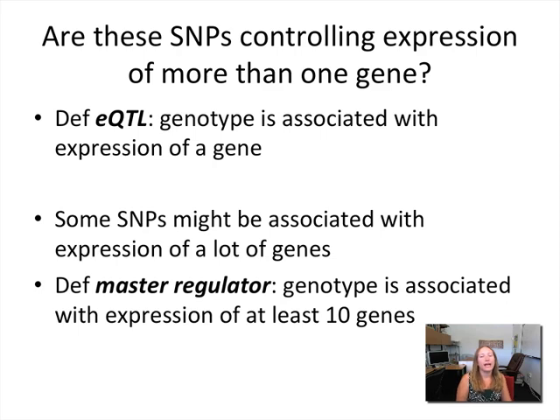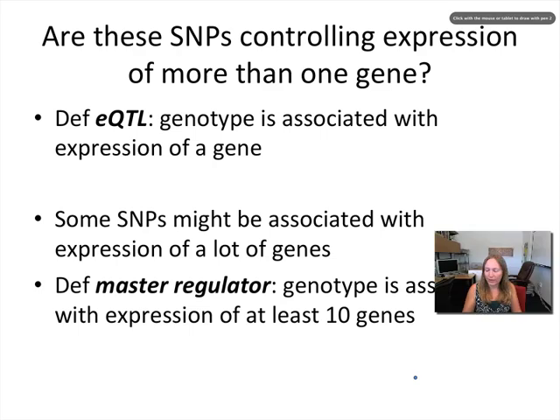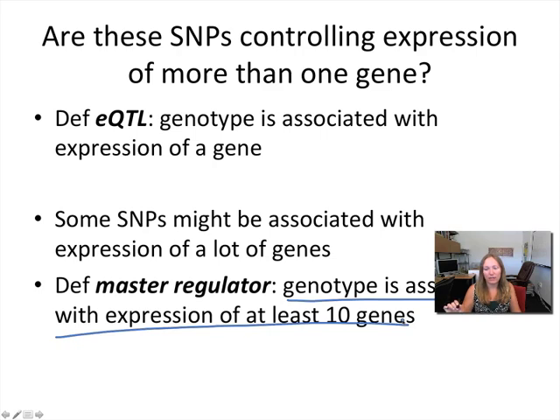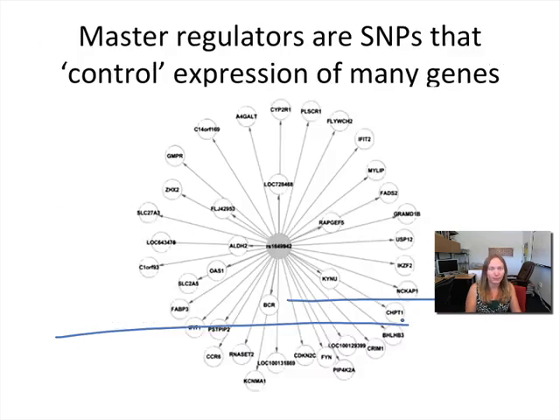So the next question they asked was whether these SNPs are controlling expression of more than one gene or just one gene. The definition of an EQTL is a genotype that's associated with the expression of a gene, but they thought that maybe some of these SNPs might be associated with the expression of a lot of genes. So they defined this term called the master regulator, which is a genotype that is associated with expression of at least 10 genes. So one particular SNP that's associated with lots of different gene expression changes.